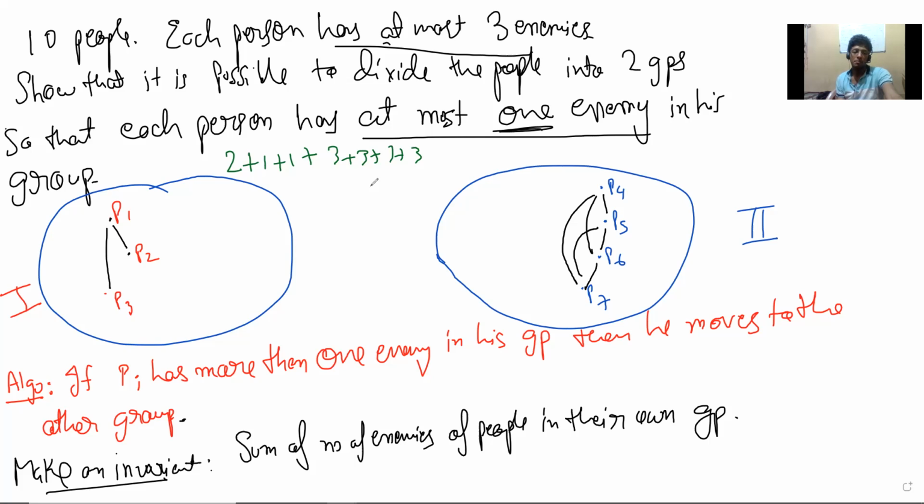Pragadish, do you also see this? This is a new quantity that we have created. What do we want to show about this quantity? This quantity is the total enmity that people have in their own groups, the total sum of enmity. We don't want to show that this is constant, right? If it is constant, then how will you conclude that you are done?